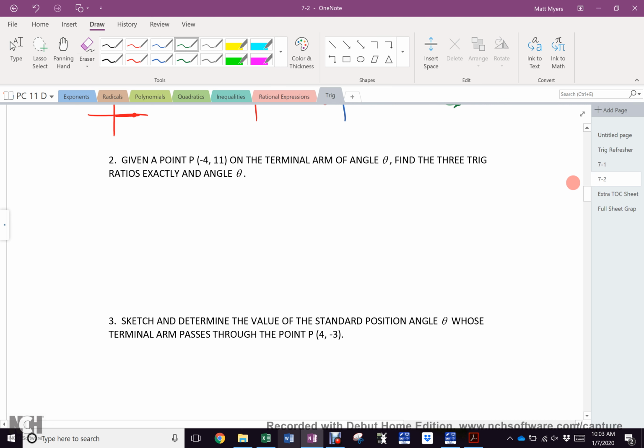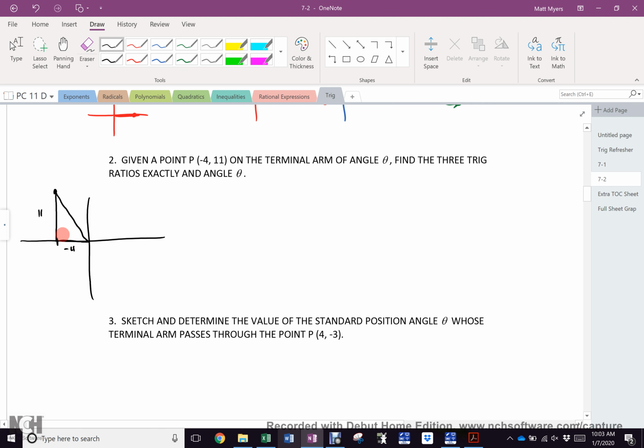So number 2, we're going to do this 2 ways. We're going to draw it, and then we're going to use just what we already know, yes? So let's draw it first. Or what we just learned, I mean. Draw it first. Where is negative 4, 11? Quadrant 2. It'll be out here, negative 4, and up 11, yes?